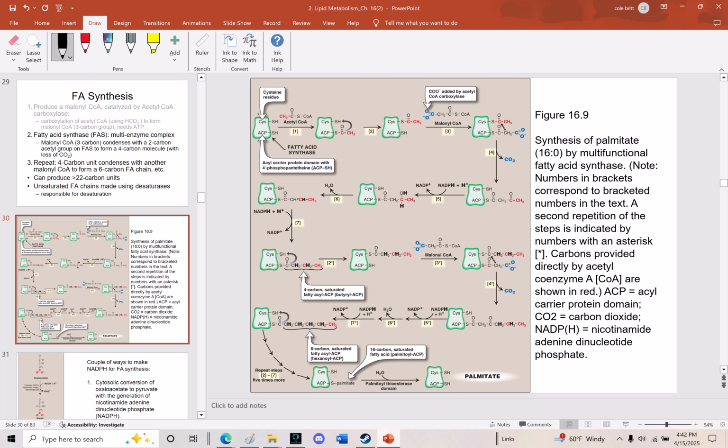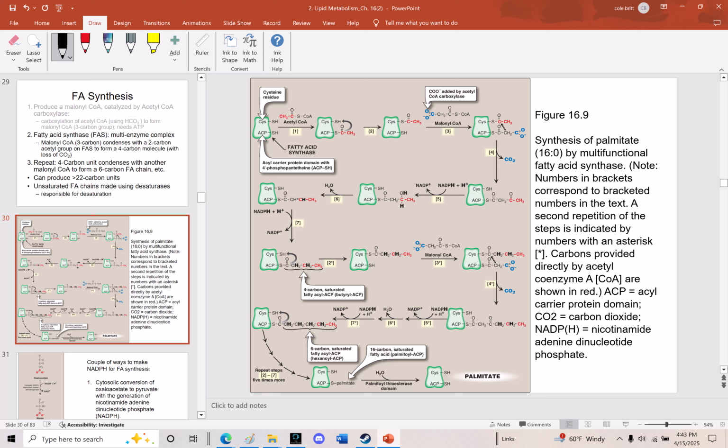So there is an acetyl-CoA attached to the fatty acid synthase. You can see the acetyl-CoA here. It's attached to the fatty acid synthase, which is the green thing here. The green enzyme is fatty acid synthase. And then we just keep doing this over and over, adding another malonyl-CoA. So here's adding another malonyl-CoA.